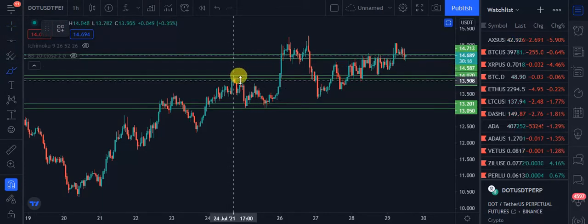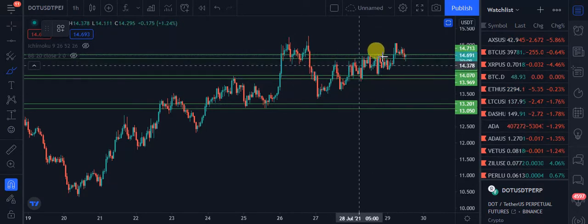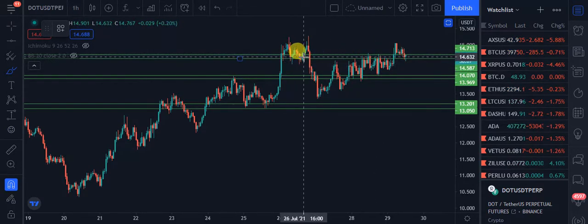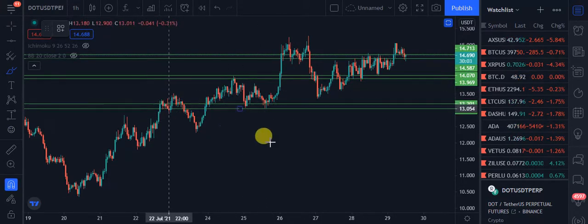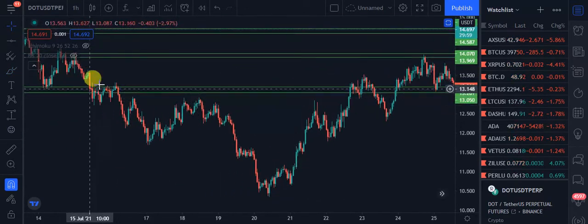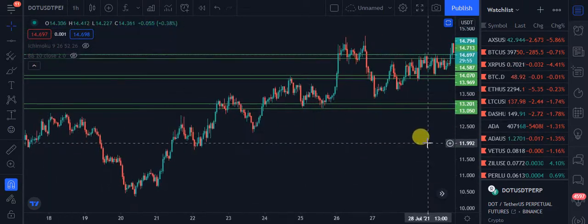So look at this one. It was used here, it was used here, it was used here. This one was used, and it's doing it even currently. This was used here, here, and here. So if you check back also, you'll see that. Look at it, it was used here, here, and here. So they are strong levels.